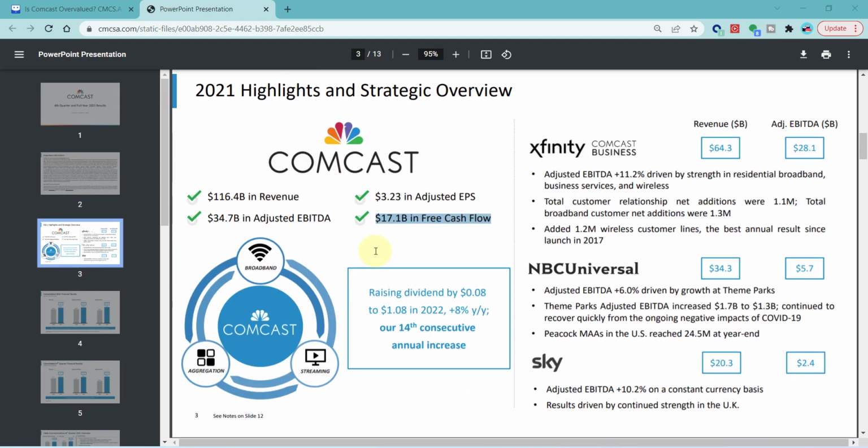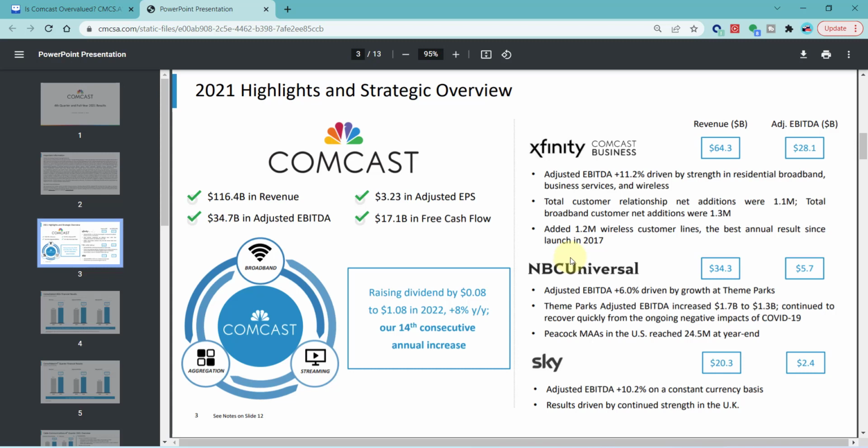What I have on the screen here is Comcast's most recent presentation from their Q4 end of year report at the end of January. This is a nice summary of the company as far as different business segments. You've got the Xfinity business segment, which is their broadband cable business. You've got NBC Universal, which is their media business with NBC and other cable channels.